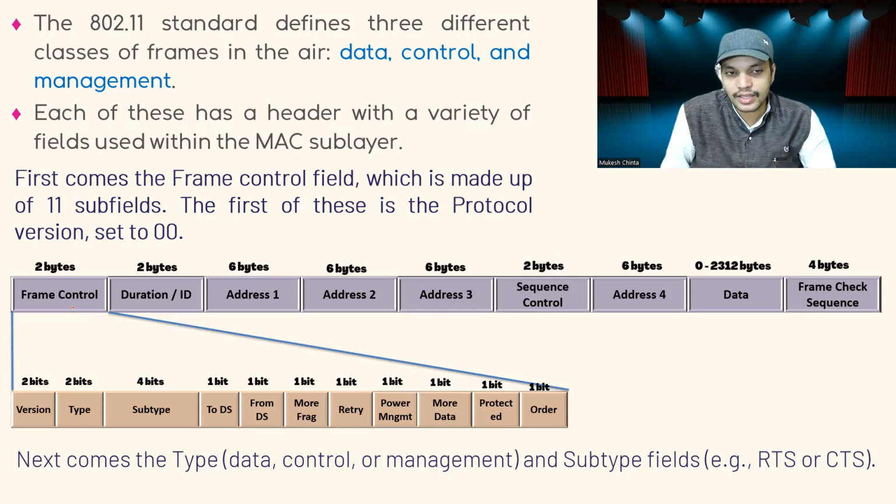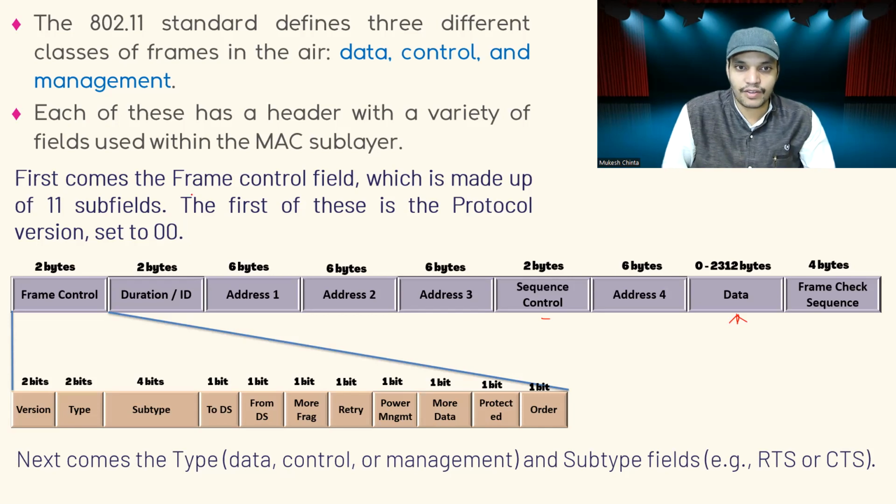So you can see that the frame starts with a frame control field, followed by a duration or ID field, and then we have 4 address slots here. Address 1, address 2, address 3, address 4. In between we have a sequence control slot here, and then a data field, and finally the FCS field. Okay, so let us start here.